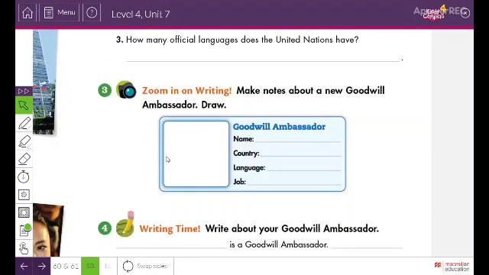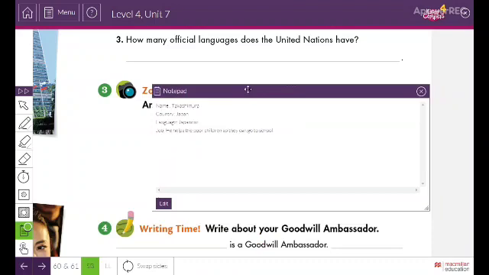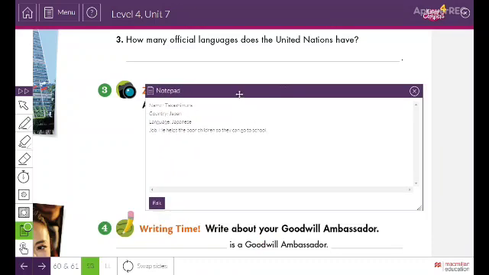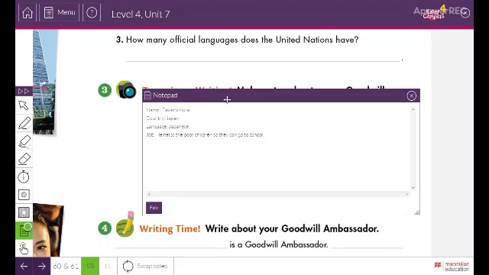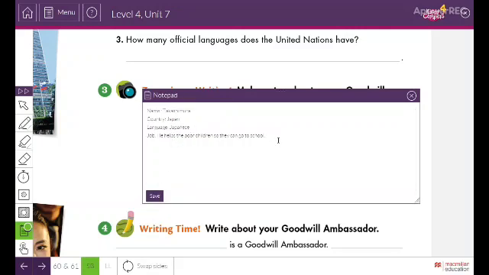Okay, done. Here you should make notes about a new goodwill ambassador and draw. It's up to you if you want to draw it or not. I have made this one. This is just an example, guys. So the ambassador's name is Takashimura. Takashimura is from Japan. The country is Japan, and he speaks Japanese. What does he do? He helps the poor children so they can go to school.